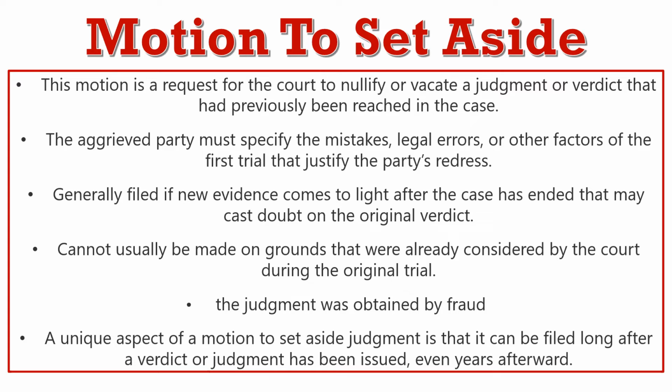But also, the aggrieved party must specify the mistakes, legal errors, or other factors of the first trial that justify the party's redress. So in their motion, they do specify that it should have come in. This case shouldn't have happened. And so because it did, it needs to be nullified or vacated.